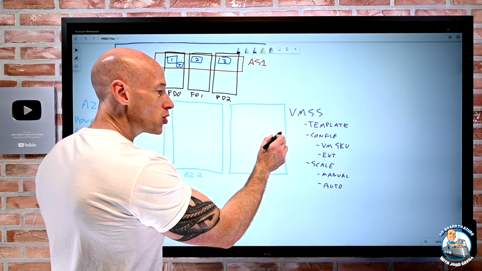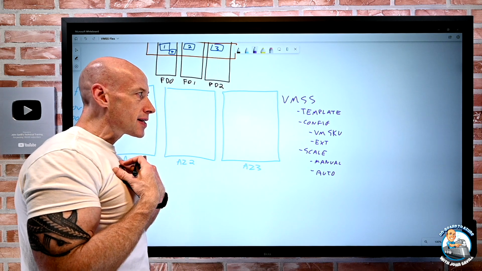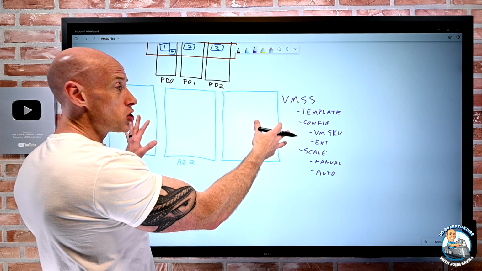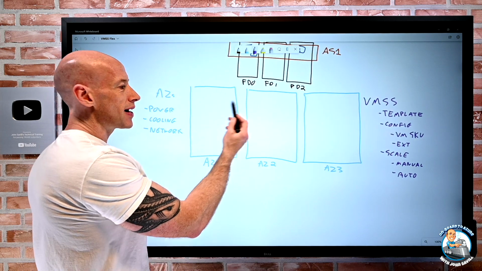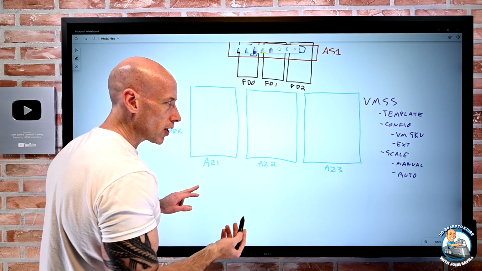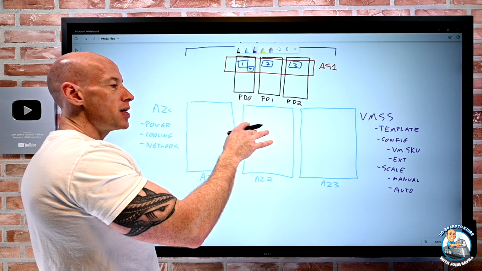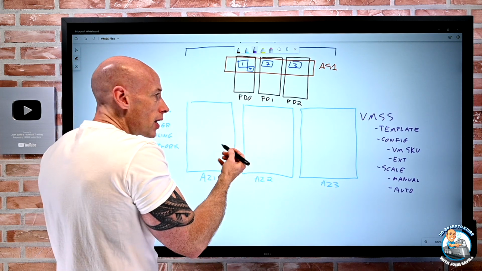And as part of the virtual machine scale set, I had a choice: do I want to just make it regional? Or I could say I want them distributed over AZ1 and AZ2, or AZ1, 2, and 3. And then what the virtual machine scale set would do is go and create them.